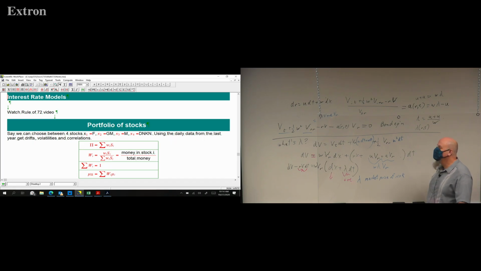Which is going to be a segue into the next section for portfolios. But before we go into the next chapter, let's lock this down. Are we good with what we did? I haven't solved this bond equation. I'm not going to this semester.